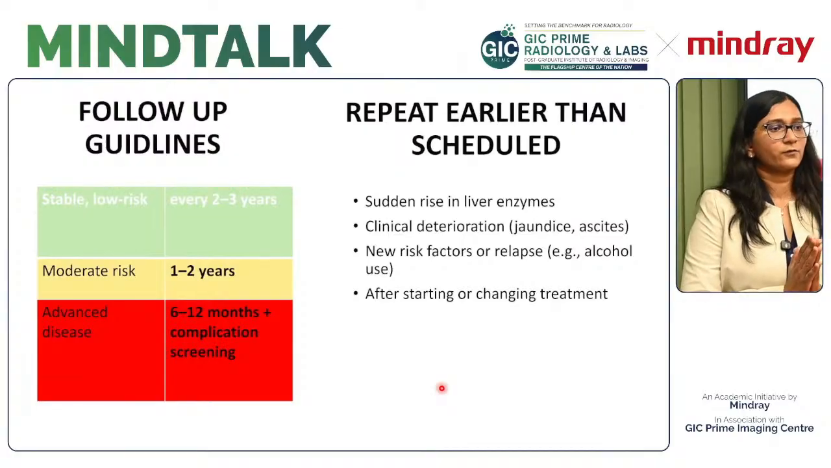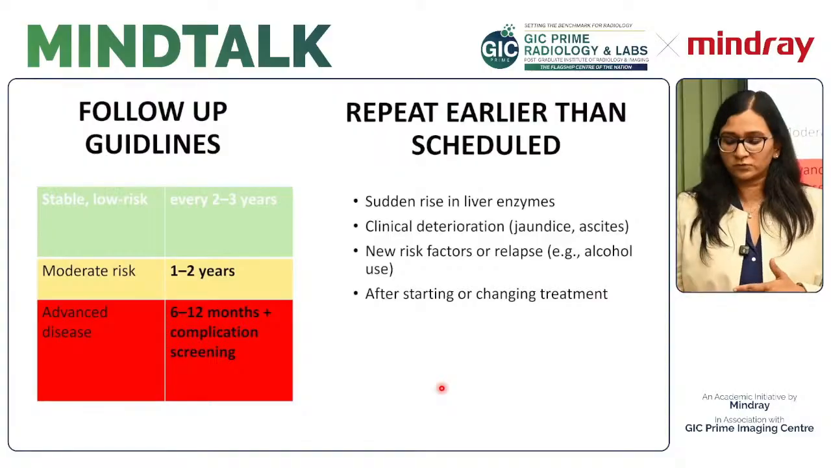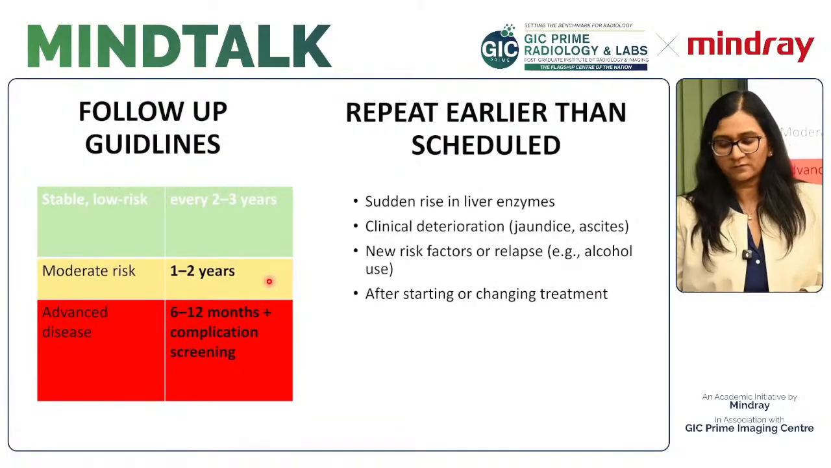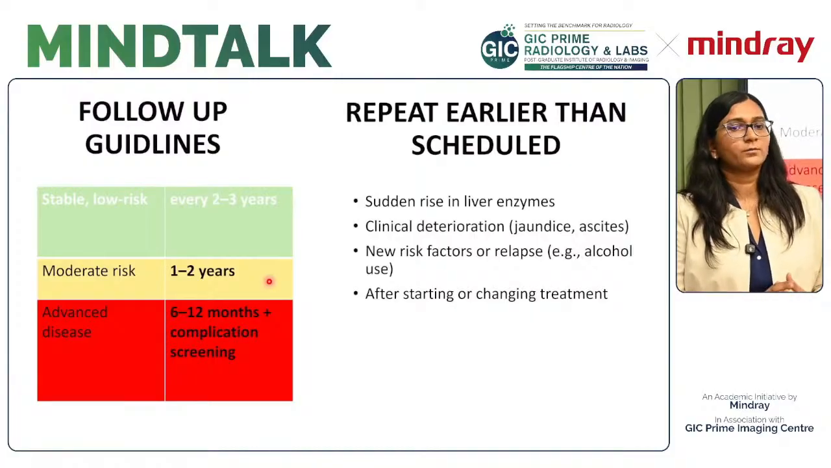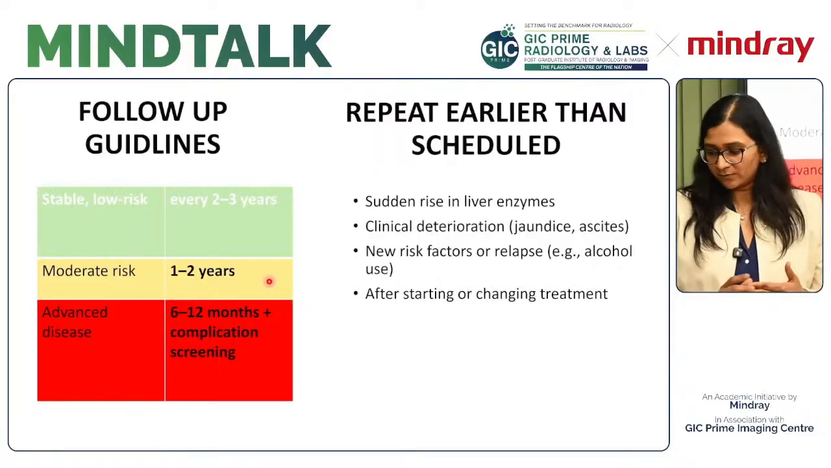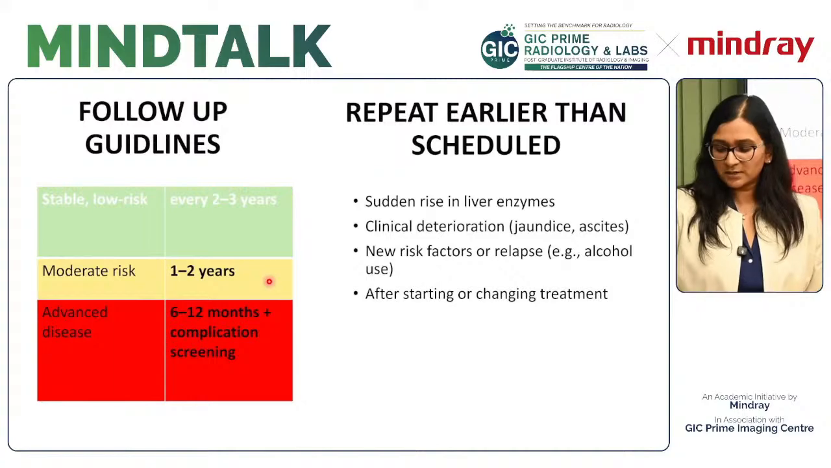These are the standard follow-up criteria. If there is a stable or low risk patient, we can do follow-up at 2 to 3 years. In case of moderate risk, we can do the follow-up at 1 to 2 years. And in case of advanced disease, follow-up is mandatory at 6 to 12 months. Follow-up can be done earlier if there is a sudden rise in liver enzymes, clinical deterioration, or any change in treatment.